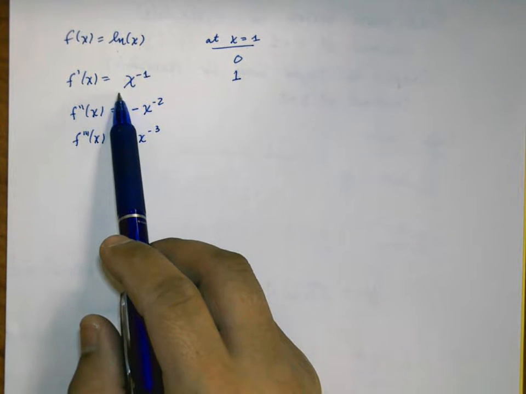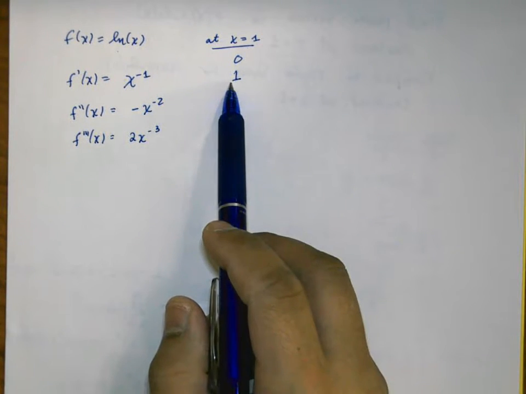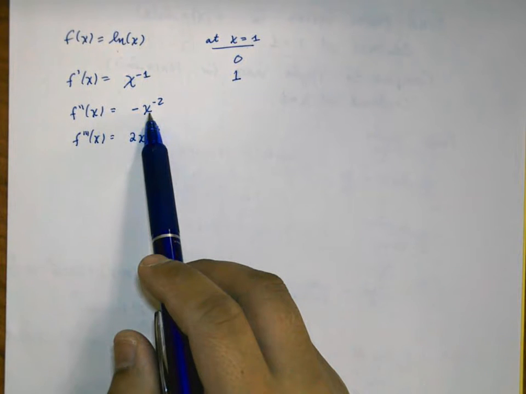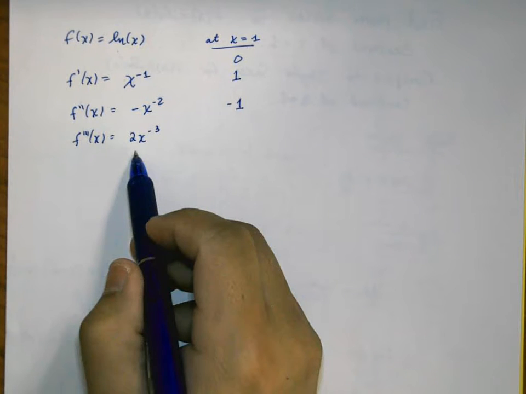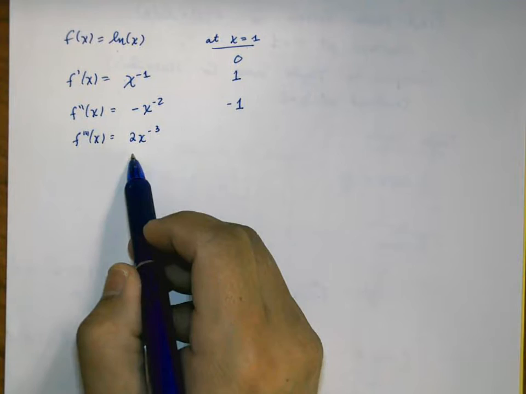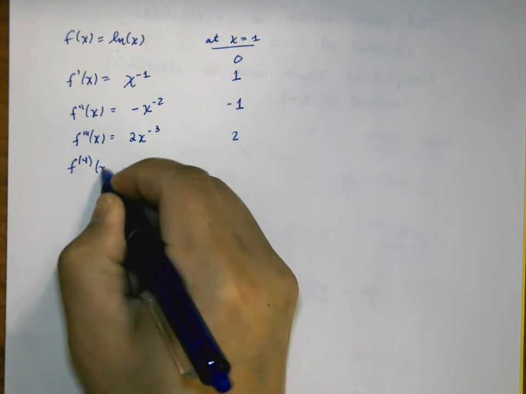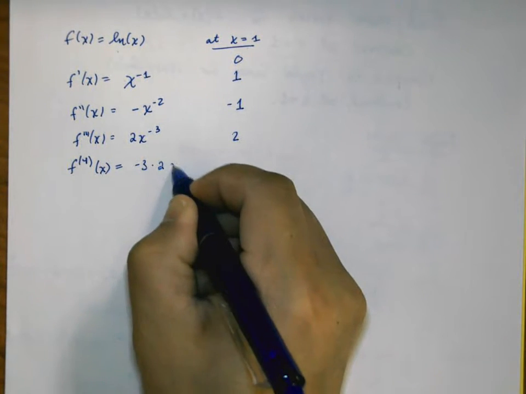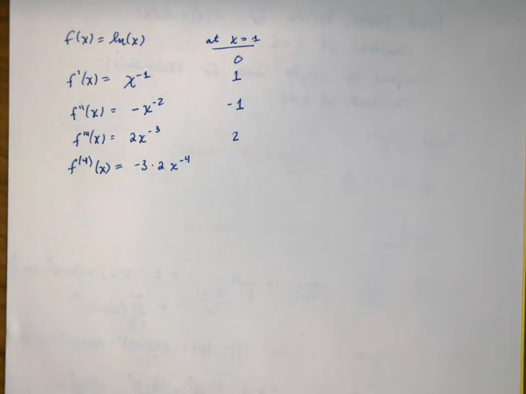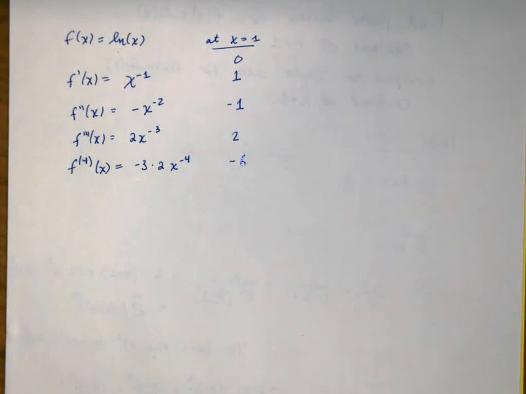Take the derivative of that, which is 1 over x, or x to the negative first. At 1, that's equal to 1. The derivative of that is negative x to the negative second. At 1, this is equal to negative 1. And then the third derivative is positive 2x to the negative third. At 1, this is equal to 2. And we can take one more. The fourth derivative is, I'm going to write it this way, negative 3 times 2 times x to the negative fourth. And when x is equal to 1, we get negative 6.